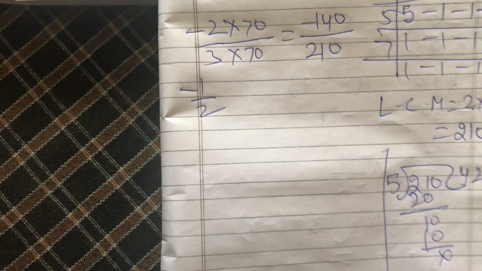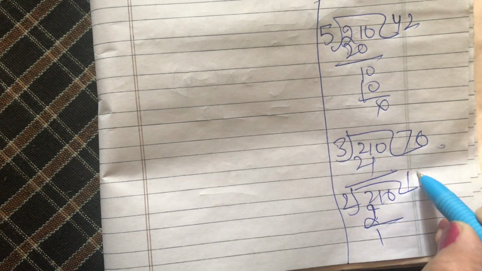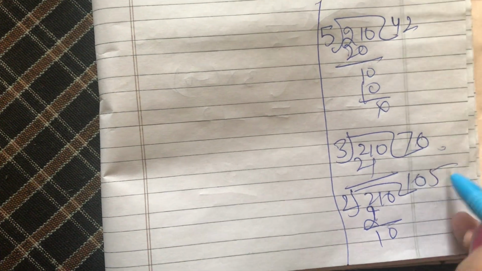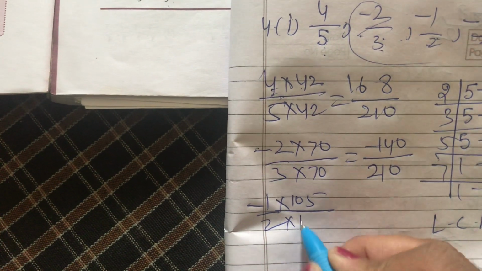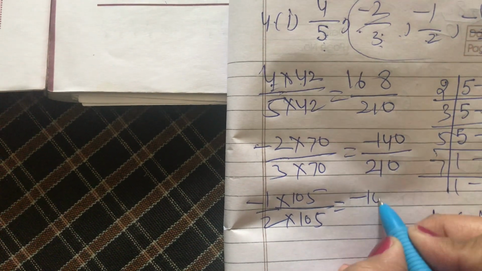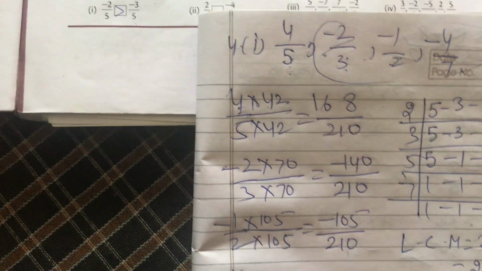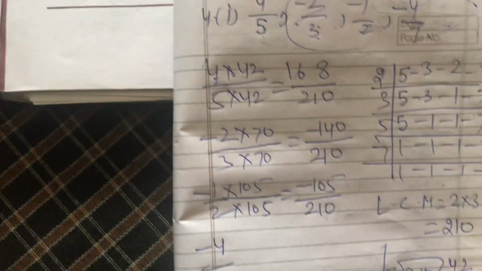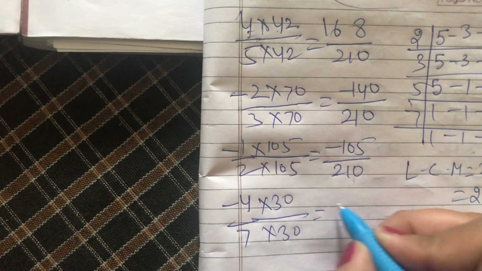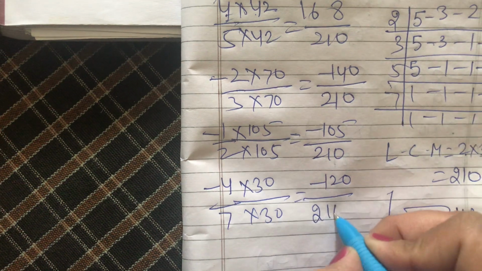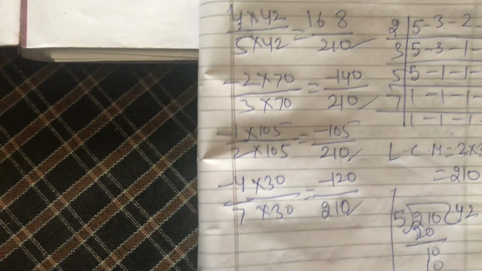So 210 divided by 2. 2 ones are 2. Then 1 is smaller, so 0 will come here, 0, 5, 105. We will multiply 105 with the numerator, 105 with the denominator. Minus 105 upon 210. Then the next number is minus 4 upon 7. When we divide 210 by 7, 30 will come as the answer. So 30, minus 120 upon 210. If we observe carefully, all the denominators are 210.